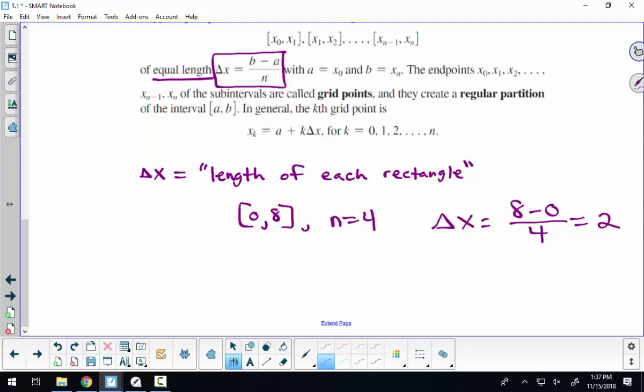I mean, and that was a little bit more straightforward because we're not using that many rectangles, and we were able just to draw it out. The idea is when we're just given some random function on an interval, to not have to draw it out and kind of think about, because what if we use like 50 intervals? Would you want to draw 50 rectangles just to see where everything's at? All right, so all rectangles have equal length, delta x. A is x sub 0, b is x sub n. The endpoints, x sub 0, 1, 2, 3, are the grid points, and they're creating what we're defining as a regular partition.